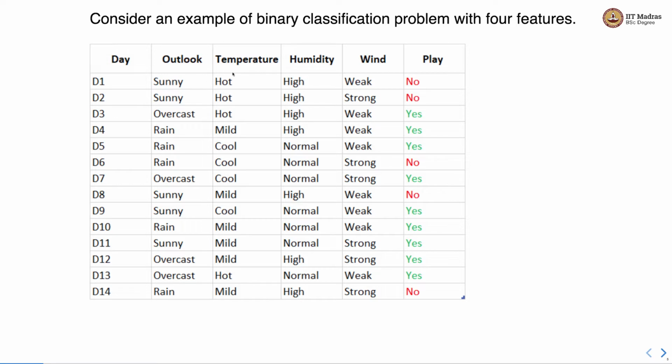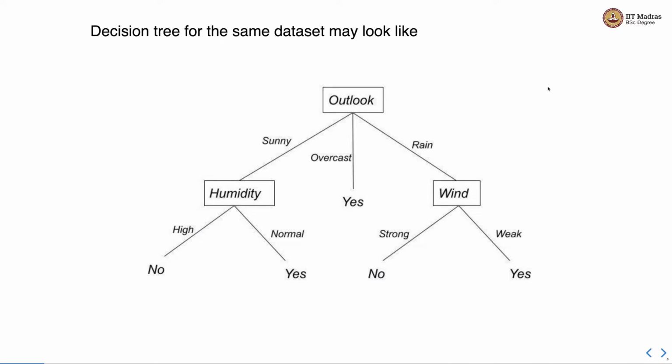Depending on these factors, we decide whether to play tennis or not. So the output label is either yes or no. And we have data for 14 different days. A decision tree for this data set may look something like this.